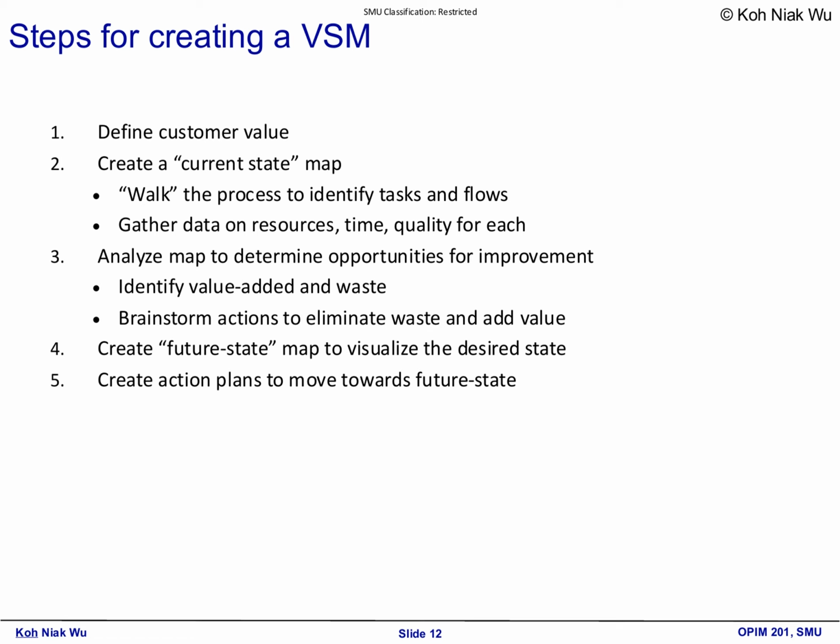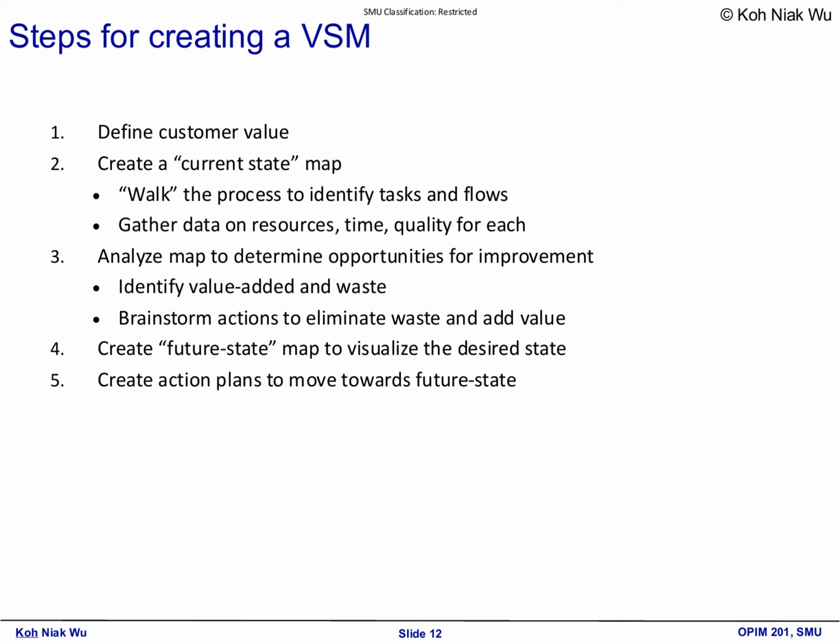Create a current state map. Next, walk through the process. For example, in a manufacturing plant, observe how raw materials move through production. Note tasks like cutting, assembling, and packaging. Gather data on how long each step takes and the quality of the output. This map shows how things currently operate.